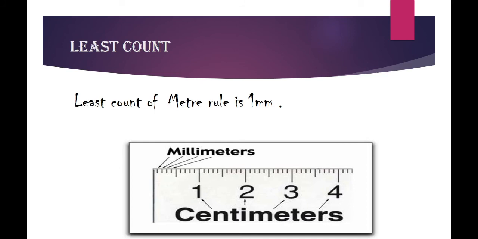Least count of an instrument is the smallest measurement that can be taken using an instrument. In other words, it is the smallest change an instrument can measure. The least count of a meter rule is 1 millimeter. It means we can measure a minimum length of 1 millimeter by using a meter rule.